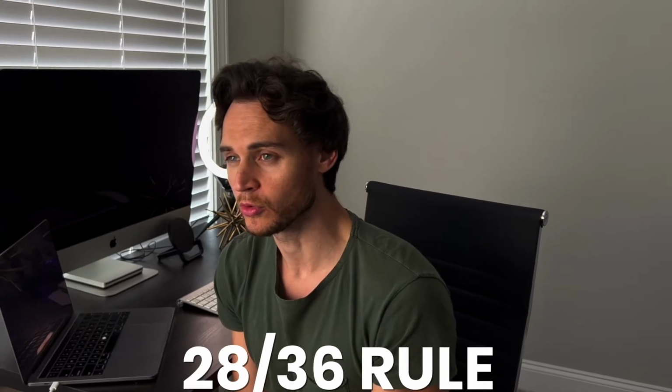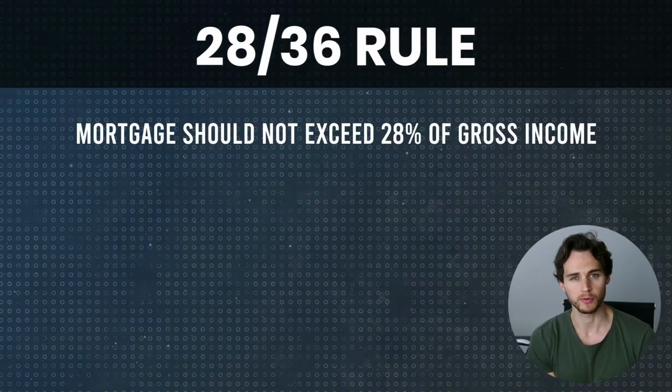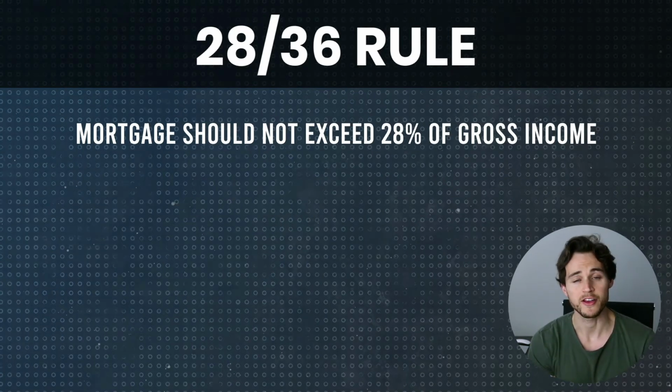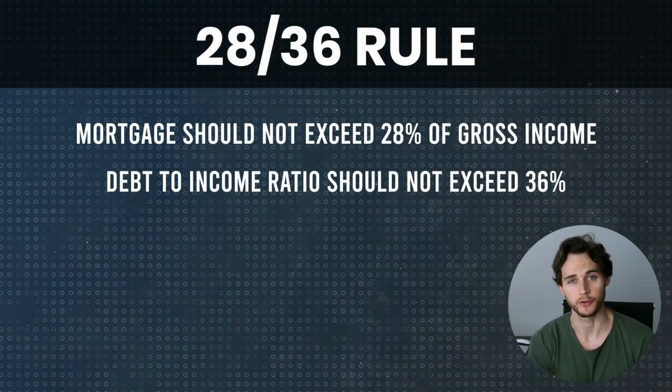Now, the most common question that people ask at this point is, how much money do I need in order to qualify for a loan? And there is no exact amount of income needed to qualify for a loan. However, we can use what's called the 28-36 rule, which will help give us a very general idea of whether or not you would have the possibility of qualifying for a loan. The 28-36 rule states that the mortgage on your rental property should not exceed 28% of your gross income, and that your debt to income ratio should not exceed 36%.